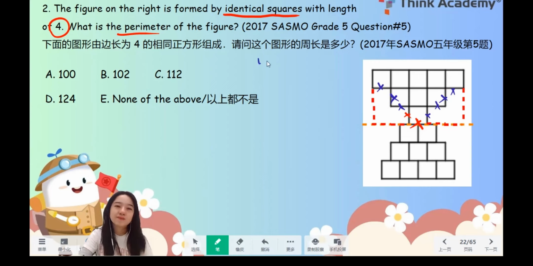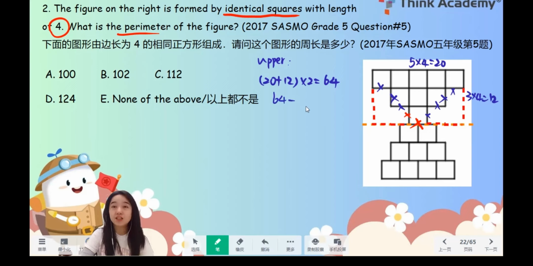After we find the perimeter of the upper rectangle, the length is 5 times 4 equals 20. The width includes 3 of 4, which is 12. The perimeter should be (20 plus 12) times 2 equals 64. Do remember to take away the side which is in the irregular shape. So the perimeter we need to count on top is 60.